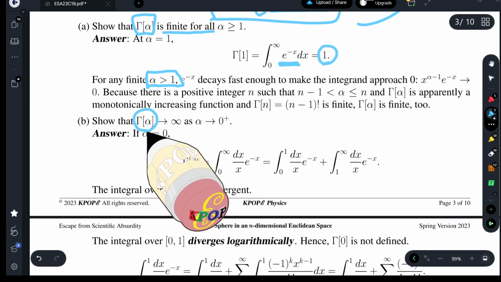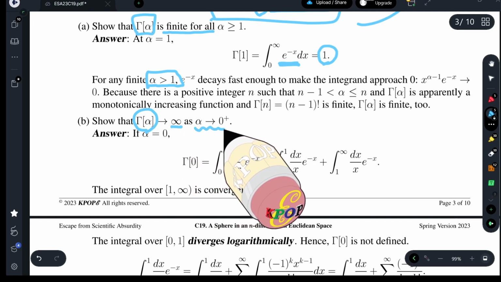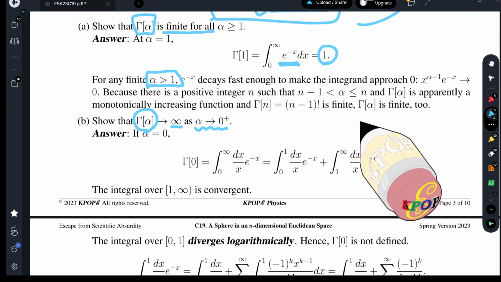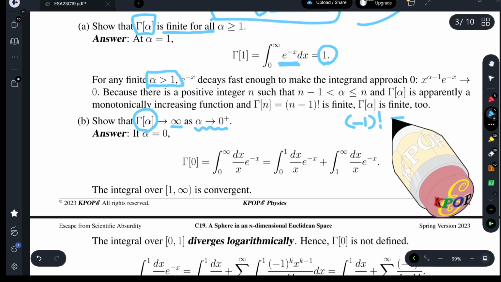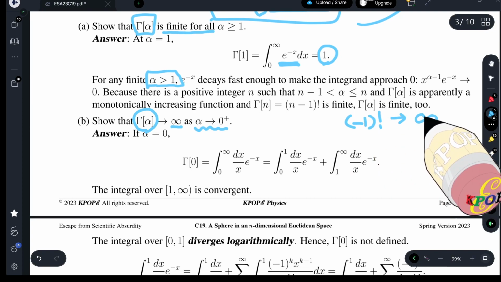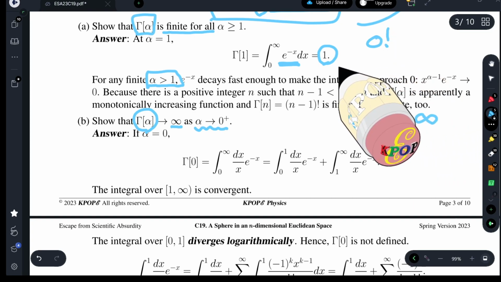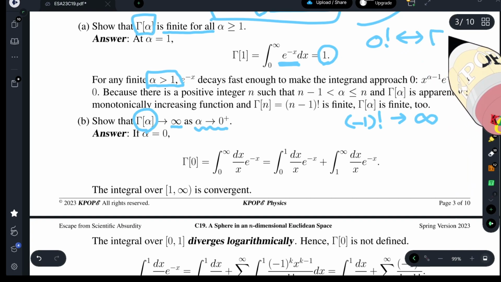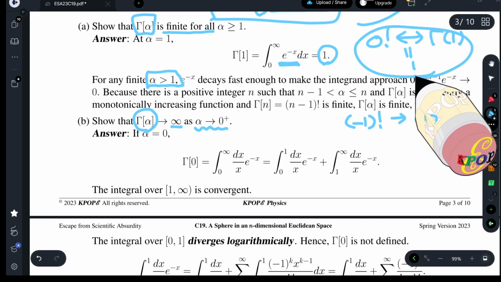By the way, this gamma alpha is divergent as alpha goes to 0. It is equivalent to minus 1 factorial, which is divergent. We recall that 0 factorial is equivalent to gamma 1, and that is 1, well defined. That's fine.